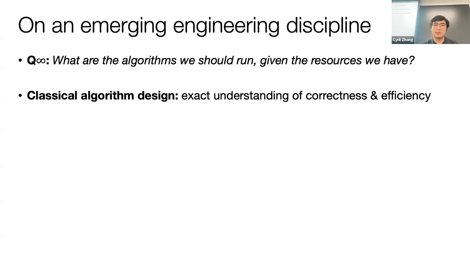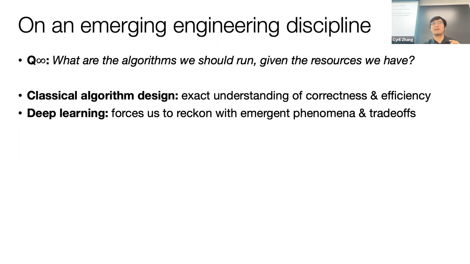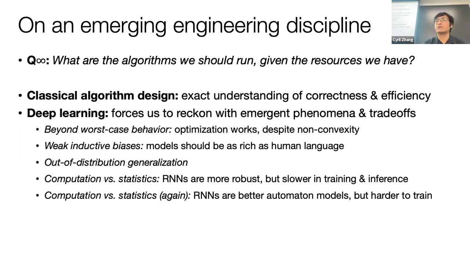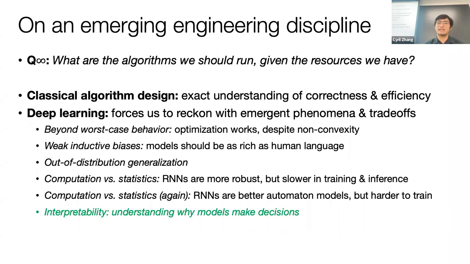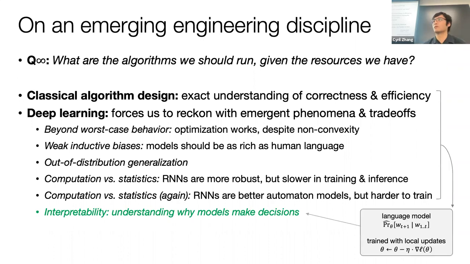Maybe there's this kind of frustrating theme that emerges where in classical algorithm design, say designing a sorting algorithm, when you're trying to fulfill the contract of sorting, you're only responsible for a very exact notion of computational efficiency and correctness. And in deep learning, we just have all sorts of emergent phenomena that we can only control indirectly, and engineering trade-offs like computation versus statistics. So I'm listing a bunch of themes here that we can revisit offline. Of course, there's this question of understanding these models. Some prank that I'm pulling on you here is that this is green because this last point was predicted correctly by a language model, fed the prefix of this slide.